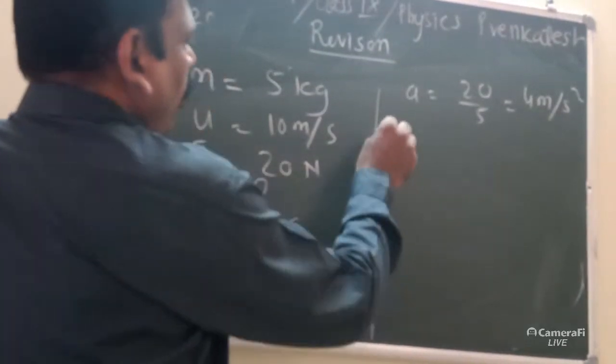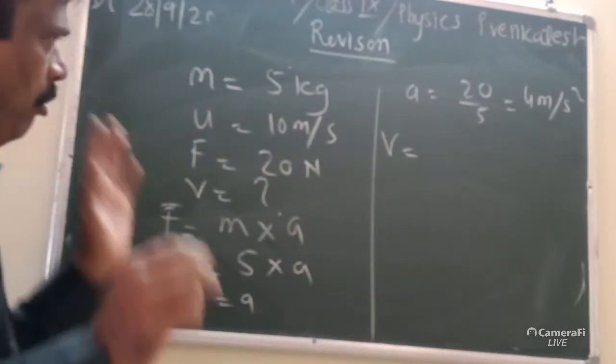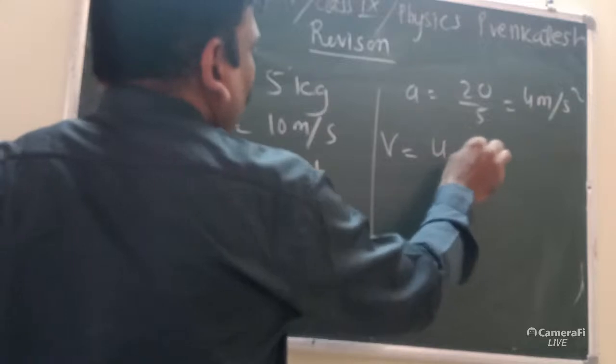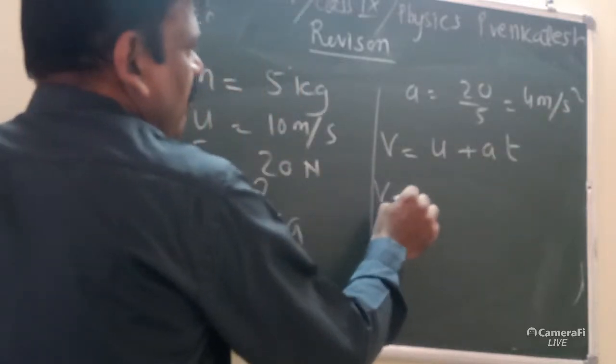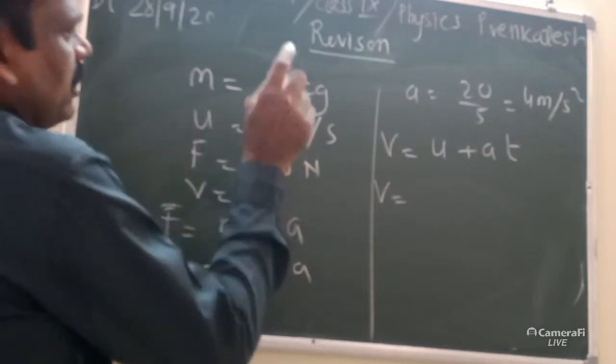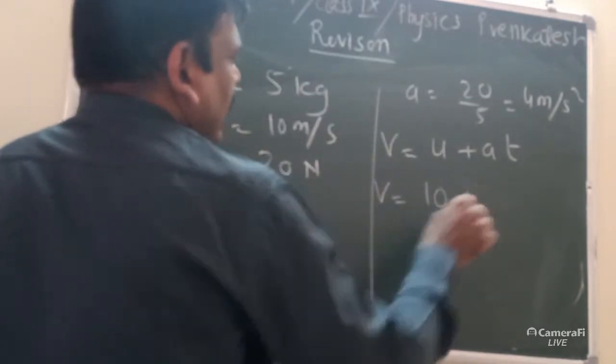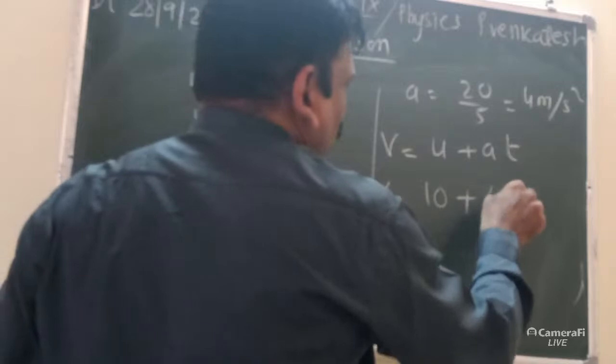Now what you have to find? Final velocity. Now you know the equation, first equation of motion. Now we have to find V. V equal to U plus A t. Okay, V is the final velocity. What was the initial velocity? 10 meters. Plus A, what is the acceleration? 4.